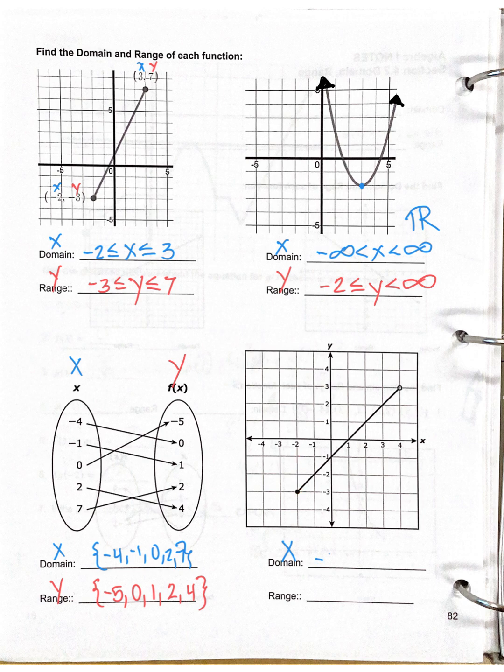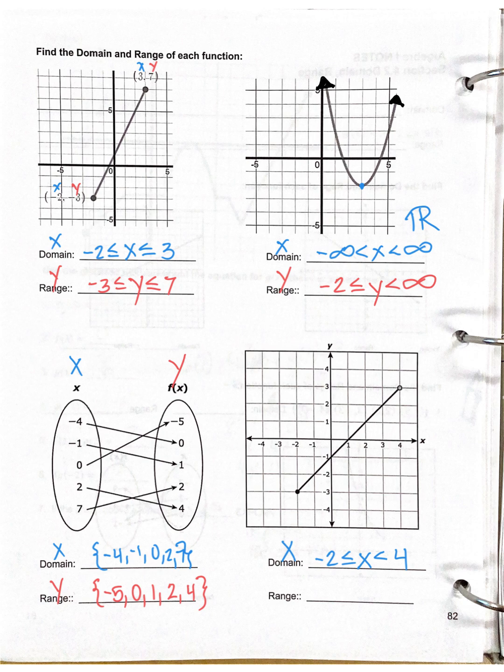So we have -2 is less than or equal to, because we have a closed circle, x, which is less than or equal to, well, actually it wouldn't be equal to, it would just be less than, because we have this open circle right here, and that's at 4. So let's go ahead and put 4. So -2 is less than or equal to x, which is less than 4.